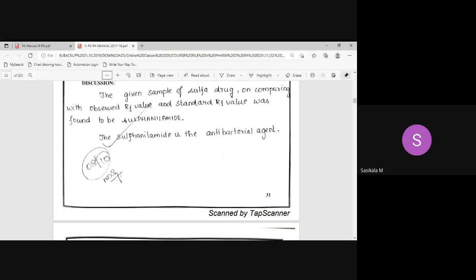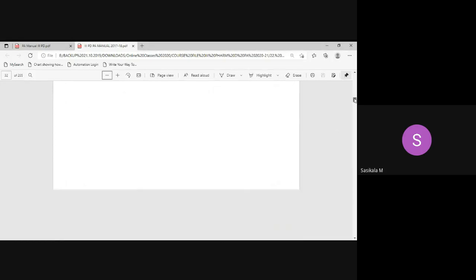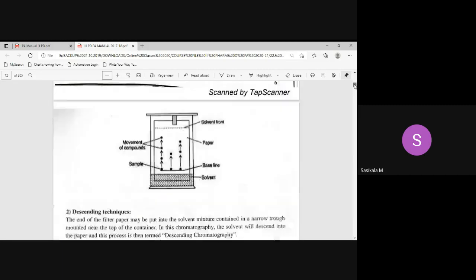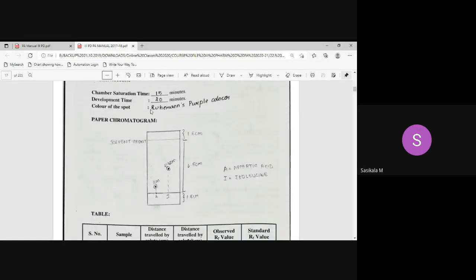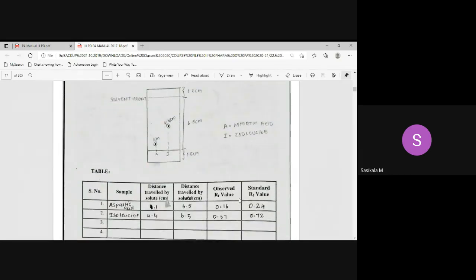Clear, no? So let me give the readings for ascending and circular paper chromatography for two molecules. You just note it down. For experiment 1, paper chromatography, take the readings. Chamber saturation and all you should have already written, right? 15 minutes, development time was 20 minutes for them. Whatever development time you have noted in the lab, the same to be copied here. And the readings for amino acids, aspartic acid, that is the first one, and isoleucine. I have performed, you mark with 5 centimeter and 10 centimeter, paper is taken. Okay, 10 into 5 centimeter paper.